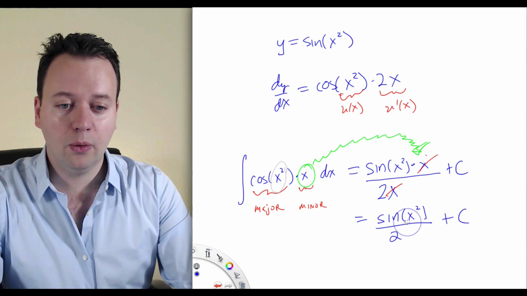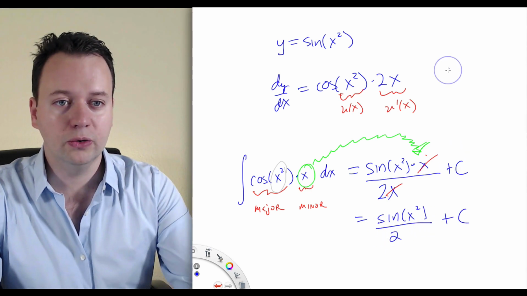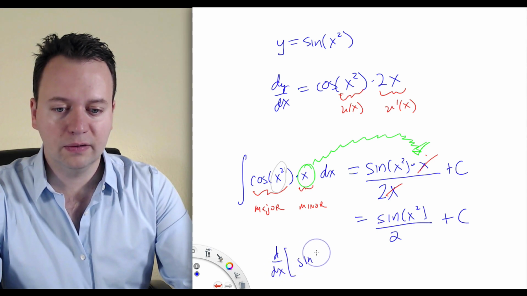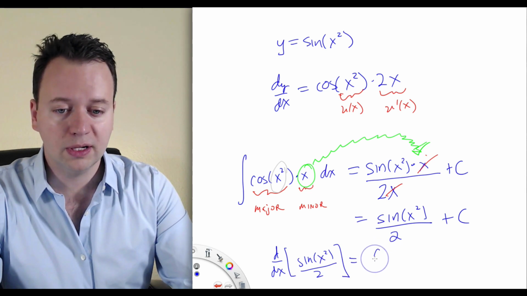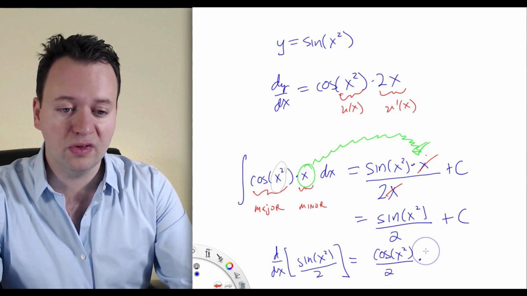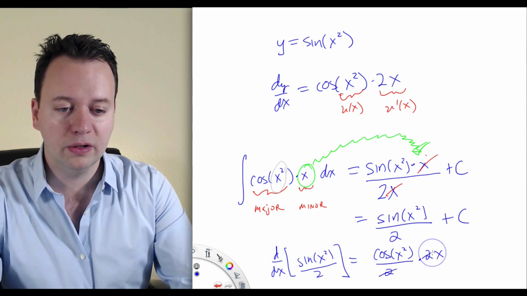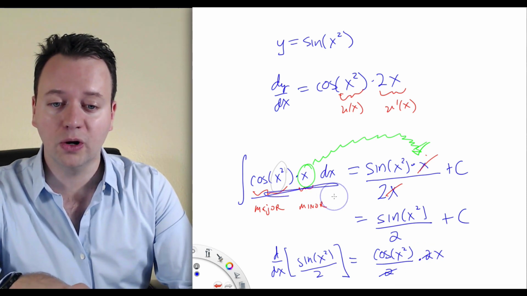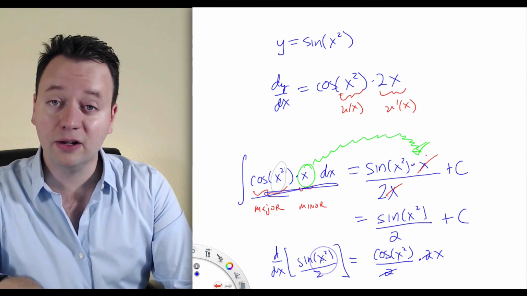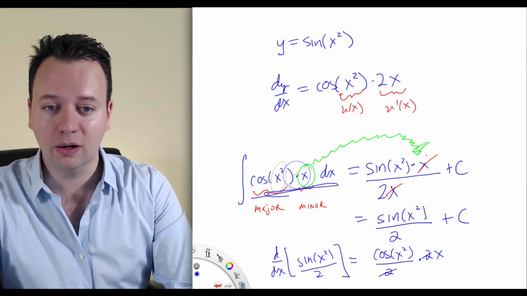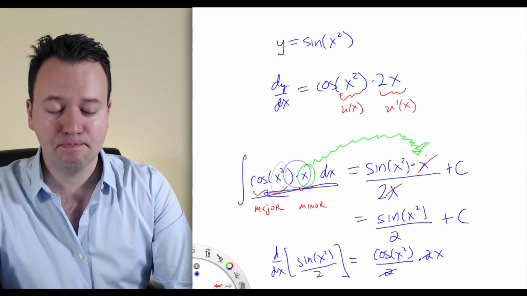Now we can check. What's the derivative of sine of x squared over 2? Well, d by dx of sine of x squared over 2, the derivative of sine is cosine, so it's cosine of x squared over 2 times the derivative of the inside, so times the 2x. And notice the 2's cancel, and we're just left with x cosine of x squared, which is what we're trying to integrate. So sine of x squared over 2 is indeed the antiderivative for x cosine of x squared. So it works exactly like that.